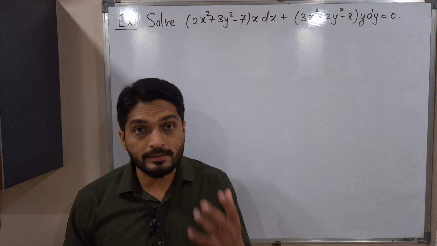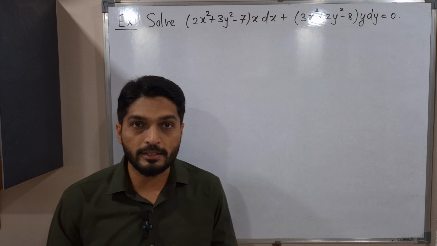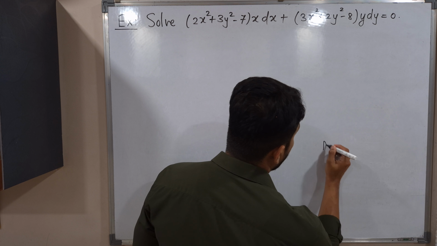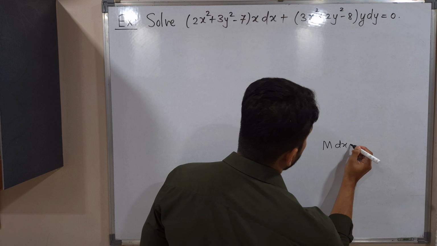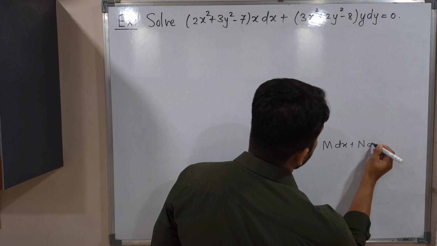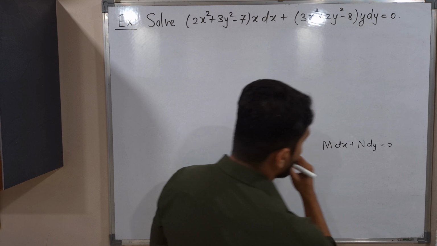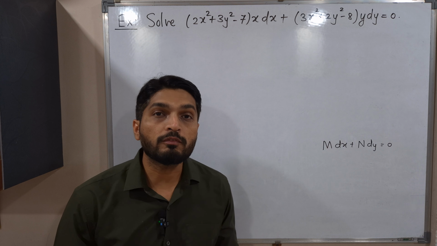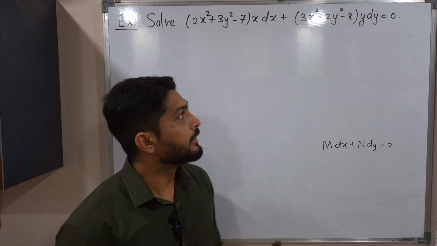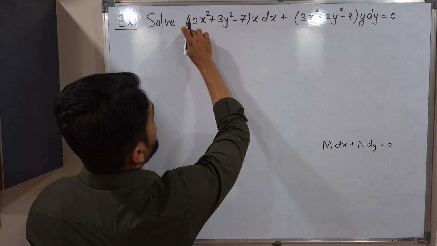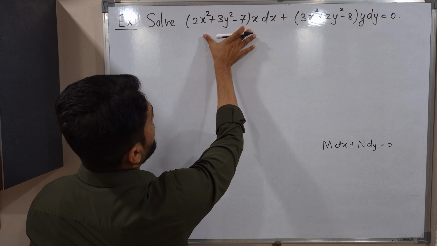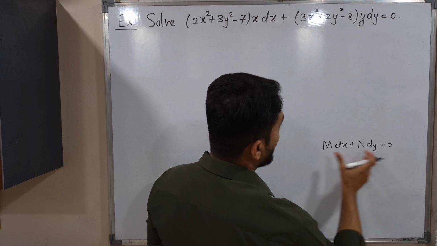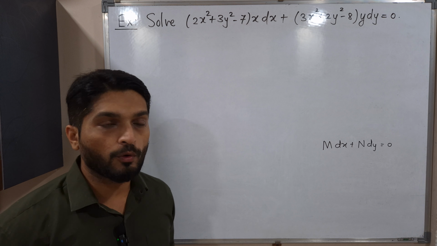Let us see what an exact differential equation is and what the standard solution is. So let me write here. This is the standard form of an exact differential equation: M dx plus N dy is equal to 0. So what are M and N? M and N are both functions of x and y. Just like this one, the multiple of dx is our M, and the multiple of dy is our N. So we should have the differential equation in this form.